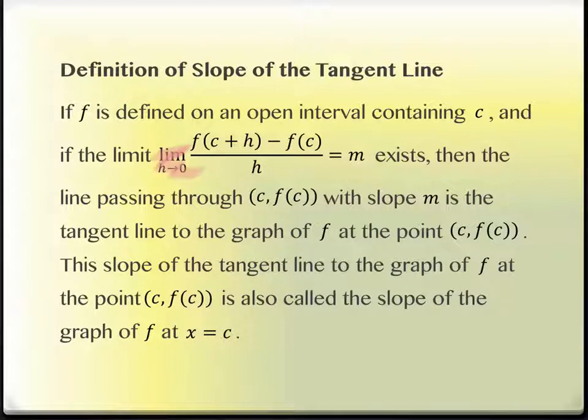This slope of the tangent line to the graph of f at the point c, f of c is also called the slope of the graph. So this is really important because there are going to be several words that all mean the same thing, and they're going to be used interchangeably. And we do this, unfortunately, a lot in math, where there are lots of language pieces, and you just have to know that it's talking about the same thing. For example, if I talk about a square root and I talk about a radical with index 2, those are exactly the same thing.